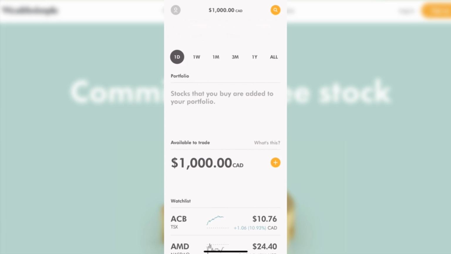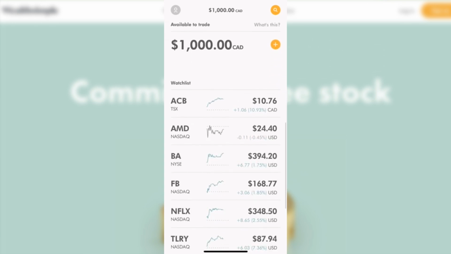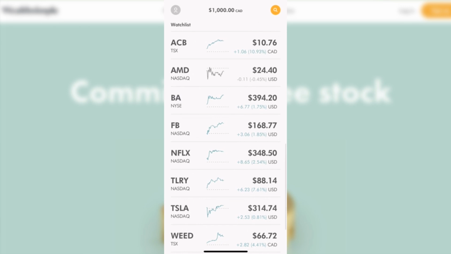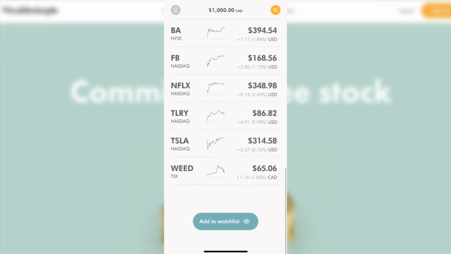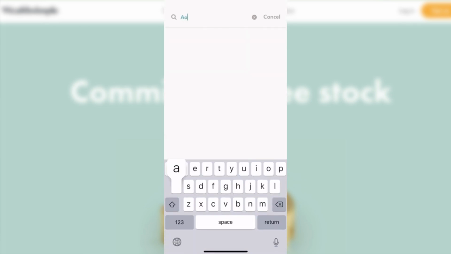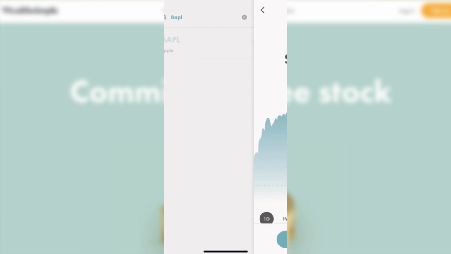Down here is my watch list. This is where you can add the stocks that you want to look at every day and keep track of. I've gone ahead and added some stocks that I look at, such as AMD, Boeing, Facebook, Netflix, Tesla, some weed stocks, etc. So let's go ahead and add some stocks to my watch list. I want to add Apple.